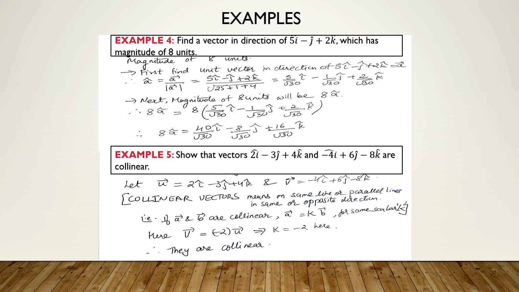Next example, show that the given vectors are collinear. Now collinear vectors by definition means they are on the same line or on parallel lines, in the same or opposite direction. So basically if two vectors are collinear, then one of the vectors will be a scalar multiple of the other vector. From the given vectors, it can be seen that vector v is minus 2 times vector u. So over here the scalar factor is minus 2. So we can say that the given vectors are collinear.